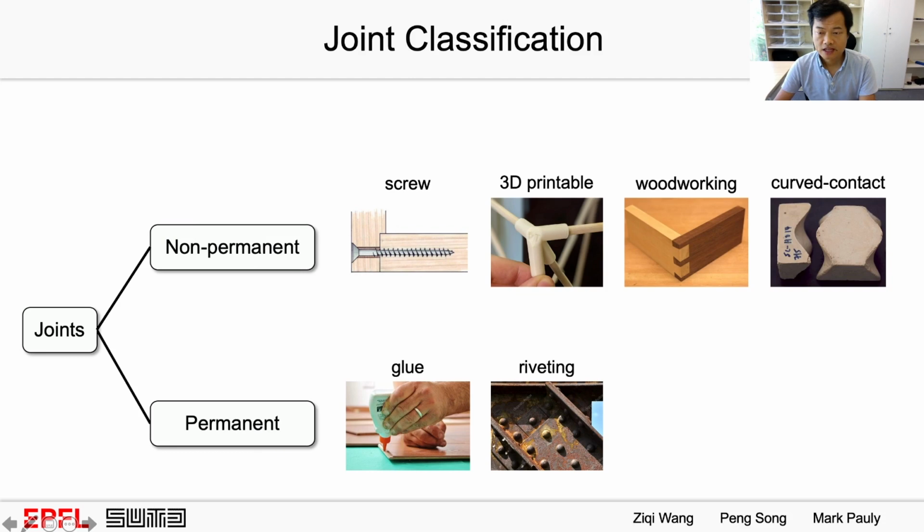Joints can be broadly classified as permanent and non-permanent. Typical permanent joints include adhesive material such as glue and permanent mechanical fasteners such as riveting. Typical non-permanent joints include screws and woodworking joints. Compared with permanent joints, a significant advantage of non-permanent joints is to encourage parts disassembly and reassembly.